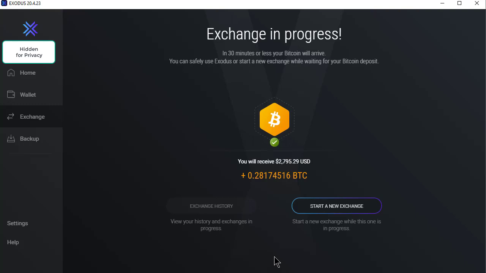It says you will receive so many US dollars, and then it gives me the equivalent amount of Bitcoin again. And at that point, I can just go away and do other things.